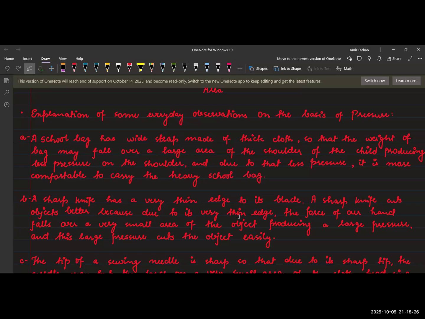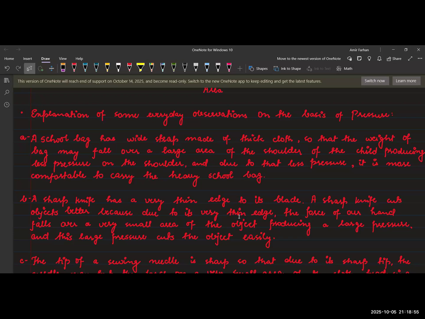The daily observation that we see for pressure, including thrust, is this: you must have seen that the back straps of a bag are very wide as compared to thin. The reason is that if the straps are wide, it is much easier and more comfortable to wear the bag on your shoulders. Otherwise, if the area of the straps is very small, they would hurt your shoulder if you hang it for a long period of time.